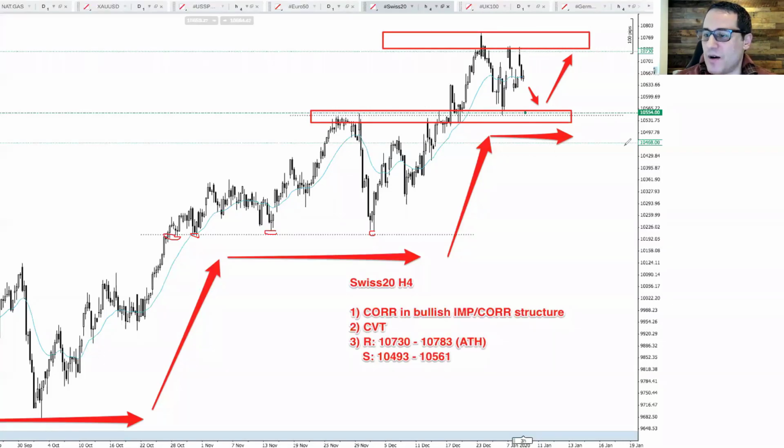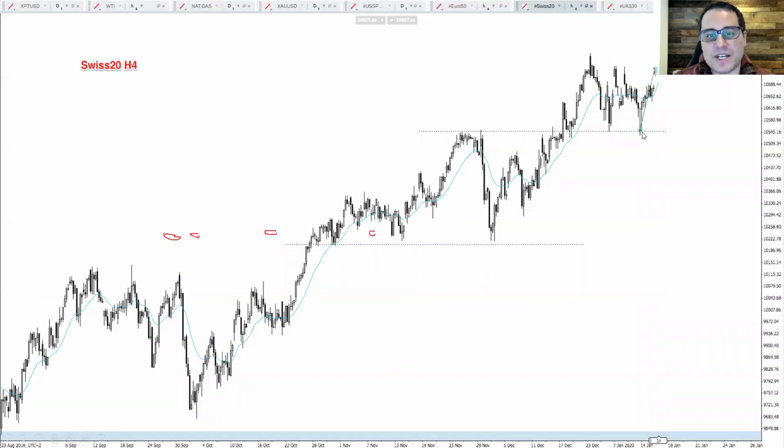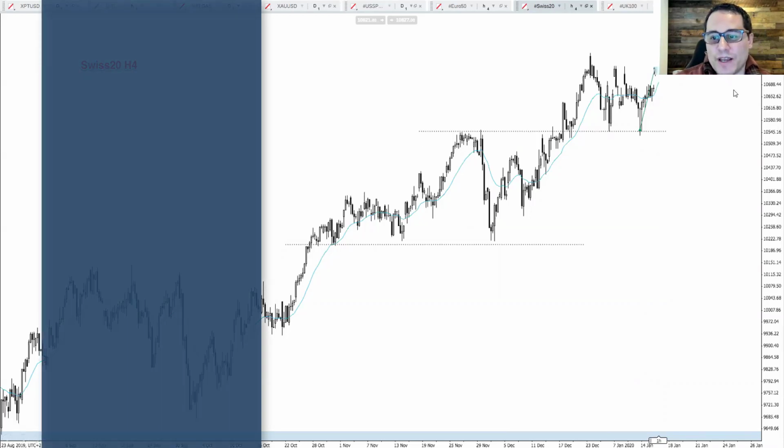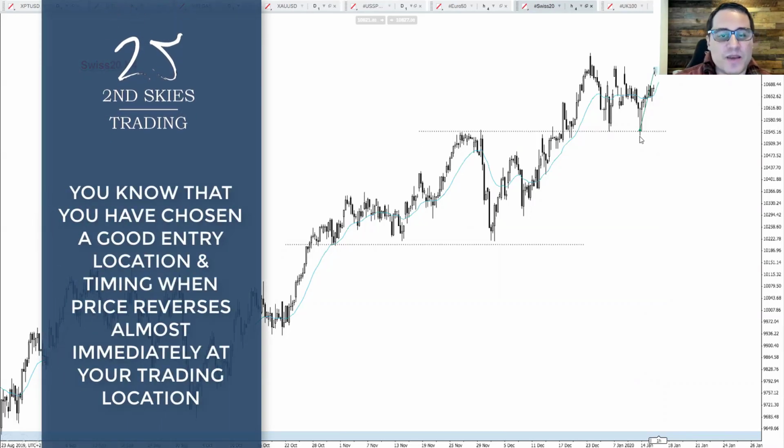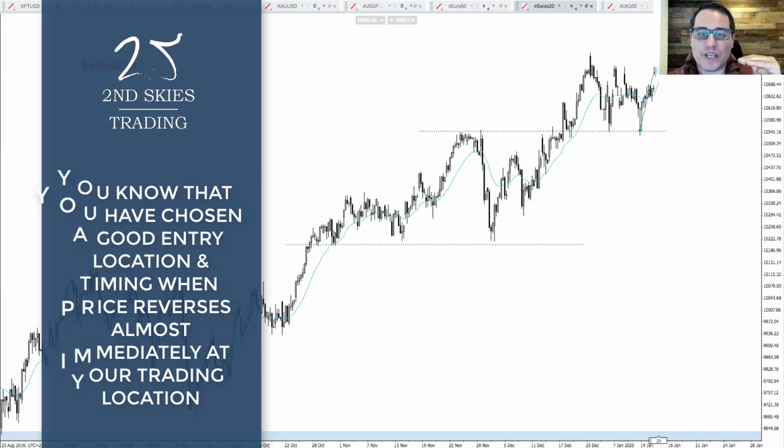So let's see how he did on the trade. Trade works out to near perfection. The market does indeed go exactly to this level, and it pretty much goes straight to his target. So you know you have really good timing and a really good entry when the market only goes a few points past you and then pretty much goes straight into the positive and goes straight to the target. That means your entry location is near perfect.